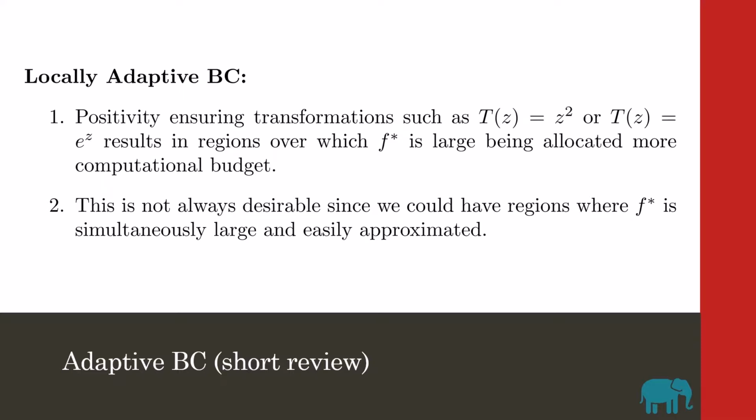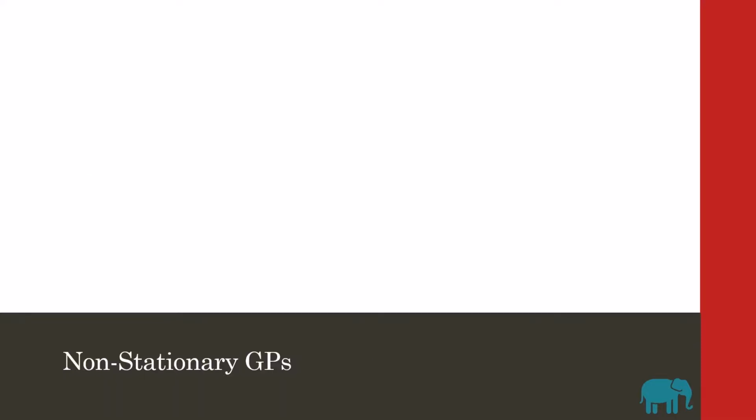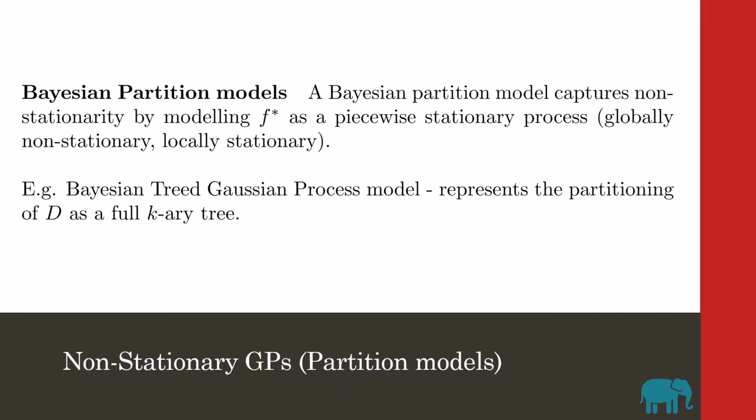So really the issue is the assumption of stationarity, the assumption of uniform statistical properties over the domain. And so what we really want is non-stationary Gaussian processes to focus more design points in the regions which are most difficult to approximate. So one way to implement non-stationary Gaussian processes is a Bayesian partition model, which captures non-stationarity by modeling the integrand as a piecewise stationary process.